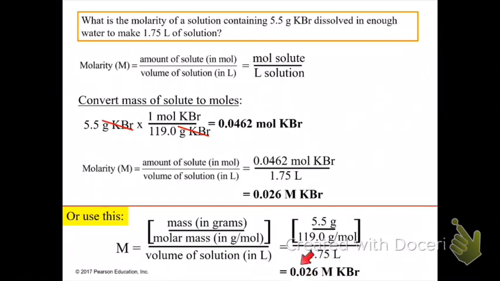Some researchers or scientists use the metric system prefixes. For example, you can turn this into a millimolar solution. All you have to do is move the decimal point 3 spaces to the right, and what you have is a millimolar solution. So that would be 26 millimolar KBr solution. Sometimes people even use micromolar solution.